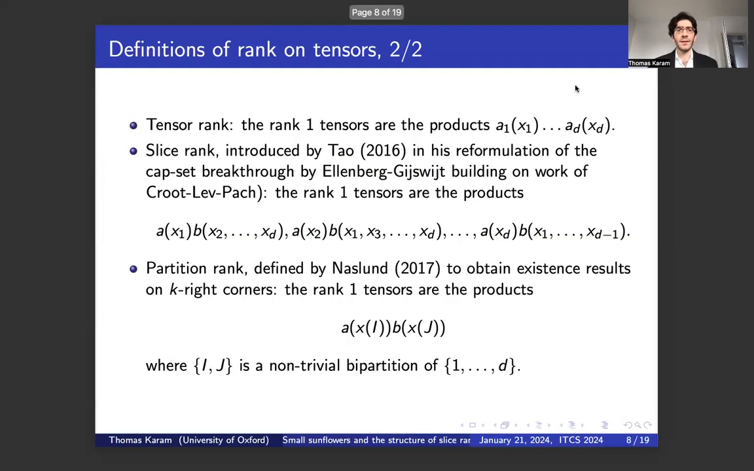Now, in this talk, I'll discuss the tensor rank and the slice rank, and the analogs of the results that I'll discuss are not, at least yet, known in the case of the partition rank.